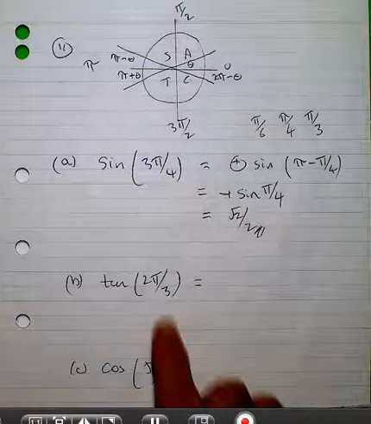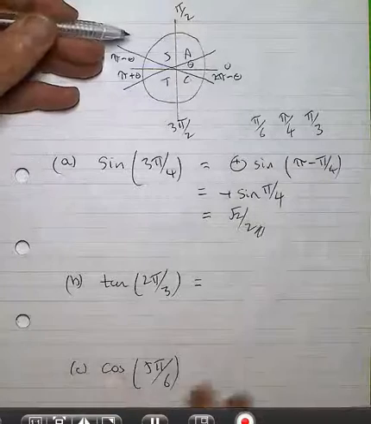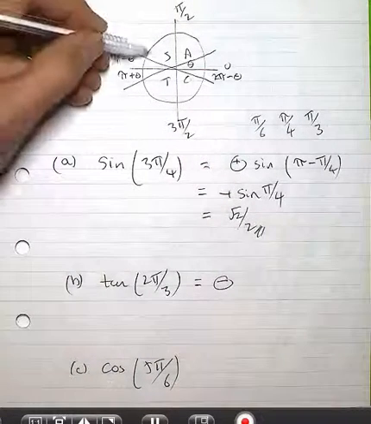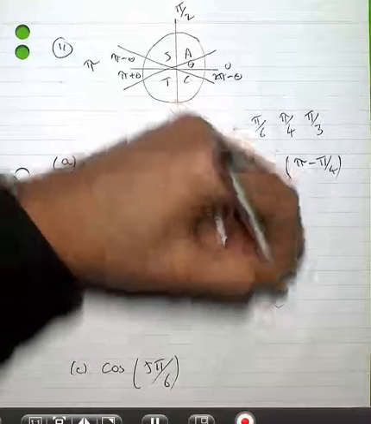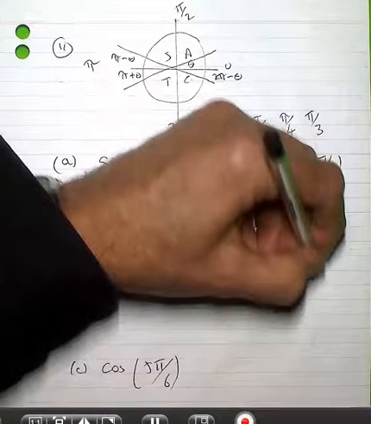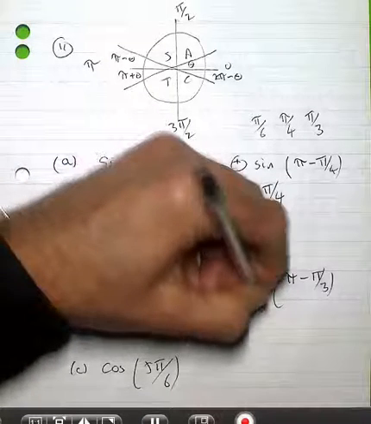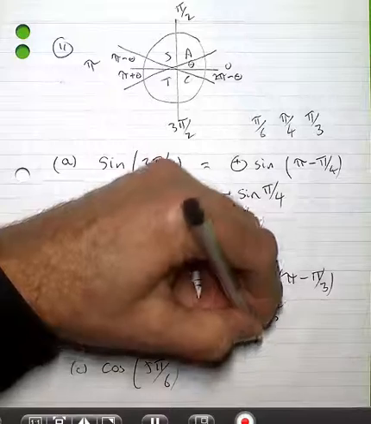In a similar way, tan 2 pi on 3 is slightly less than pi, so it's equal to the negative, as we're in a quadrant where only sine is positive, tan of pi minus pi on 3, which is negative tan pi on 3 in this instance, which is going to be negative root 3.